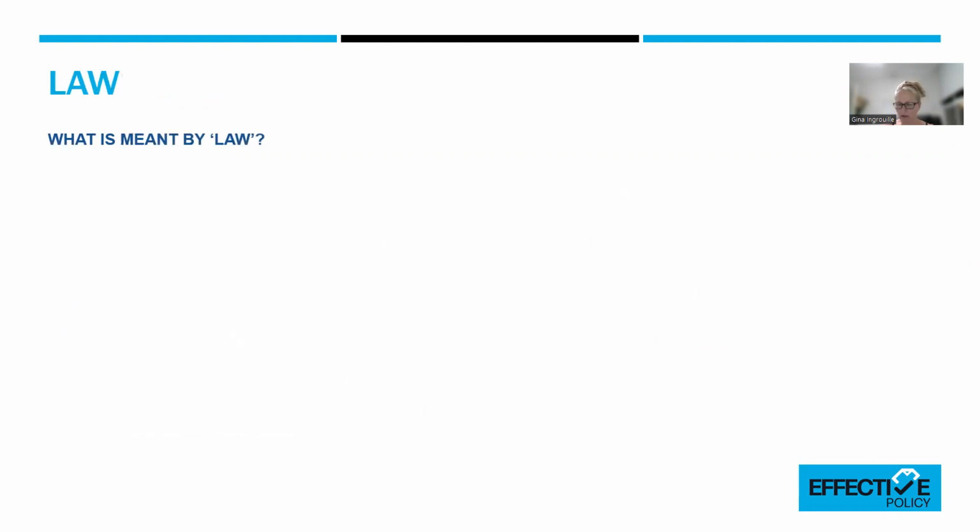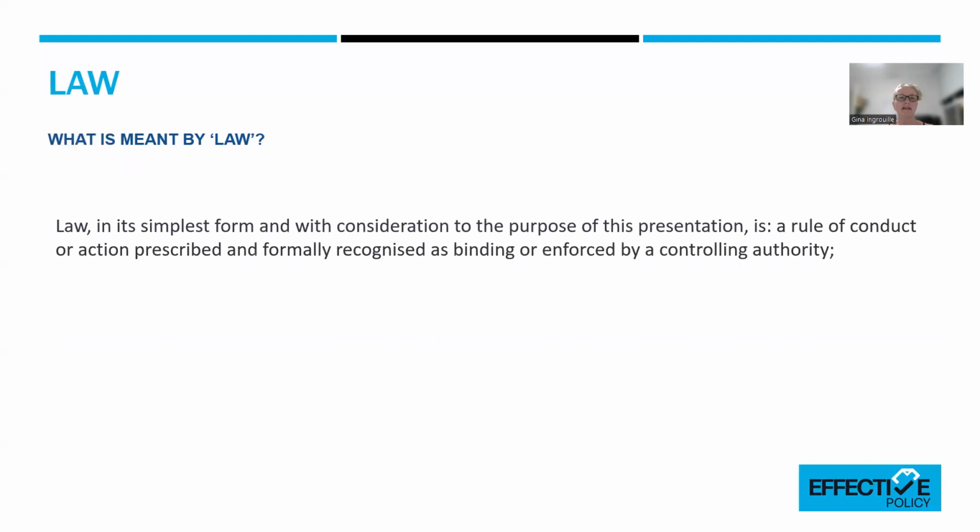What do we mean by law? Law in its simplest form, and with consideration to the purpose of this presentation, is a rule of conduct or action prescribed and formally recognised as binding or enforced by a controlling authority.